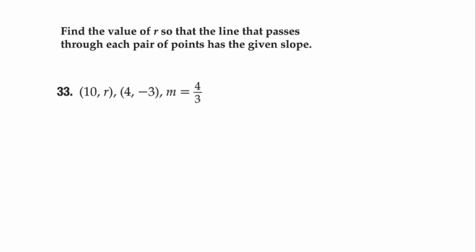Okay, one of the last things we're going to do here. Find the value of r so the line that passes through each pair of points has a given slope. So they're telling me, hey, here's 2 points, and that's the slope. Find r. Find this guy. Well, if you have 2 points and you have a slope, why don't we use the equation for the rate of change? Or the slope.